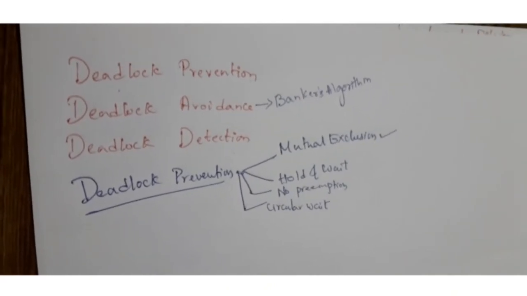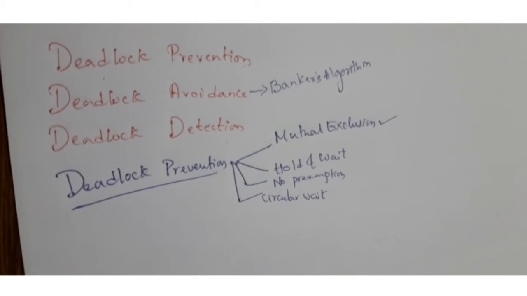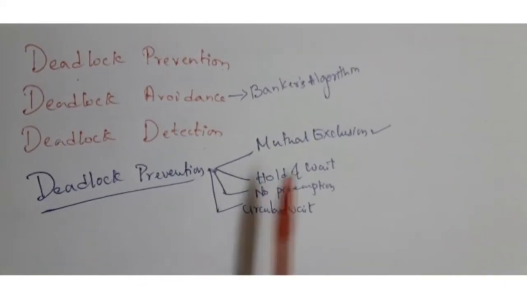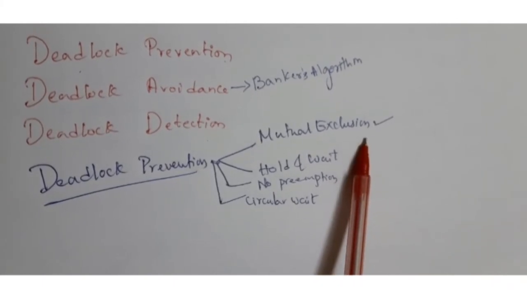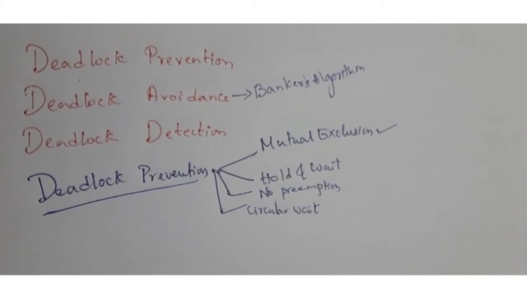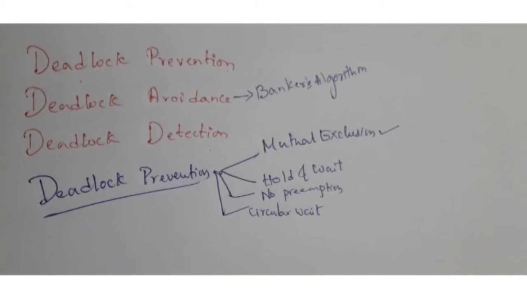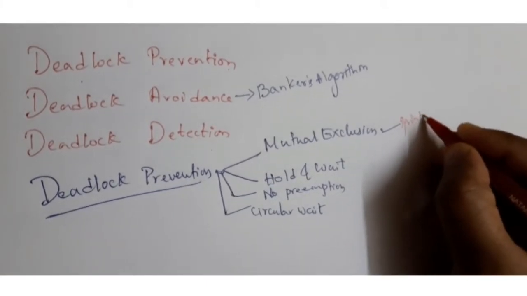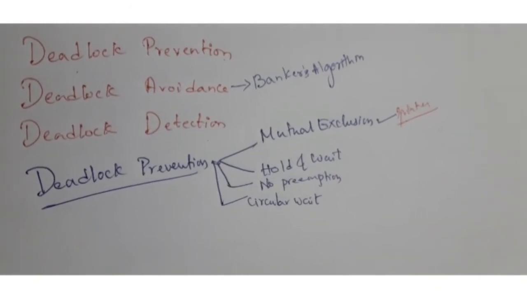How does your mutual exclusion condition look? As we know, mutual exclusion is nothing but non-shareable resources. Deadlock prevention, as we have seen, the first condition is your mutual exclusion. So in this mutual exclusion, say suppose you have a printer in your system. A printer cannot be simultaneously used by more than one process. That is, it is a non-shareable resource, wherein a printer cannot be simultaneously shared by several processes.